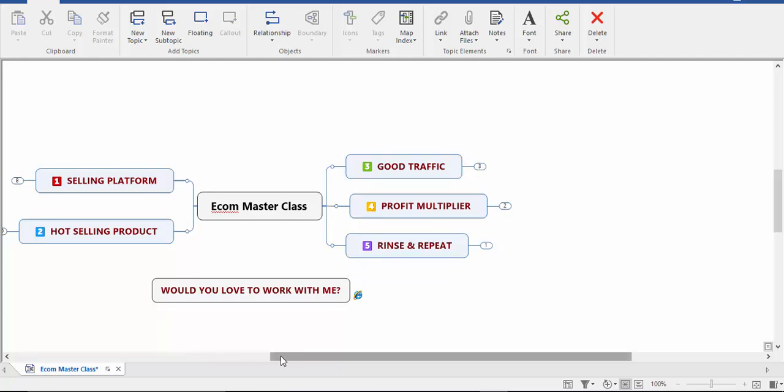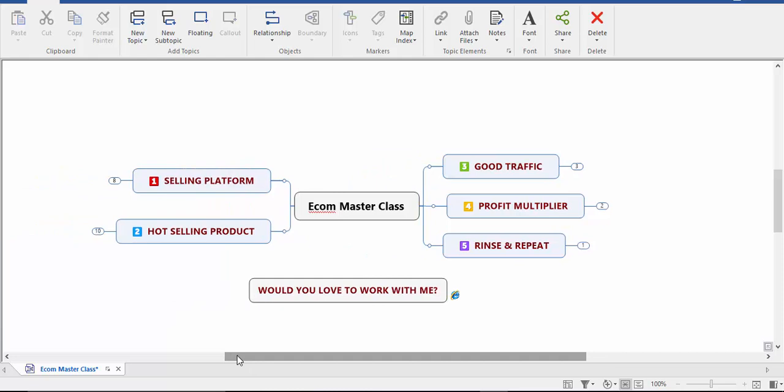Now let's talk about profit multiplier. What do I mean by profit multiplier? I revealed a strategy some time ago, a strategy of making 200,000 naira per day, but some people think it is not possible. Let's do some mathematics.